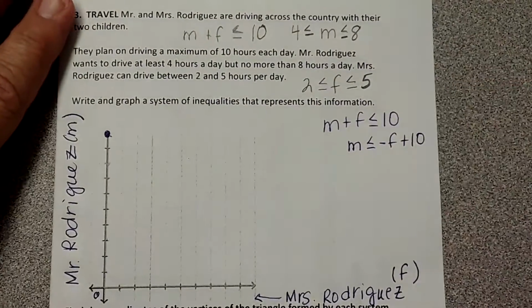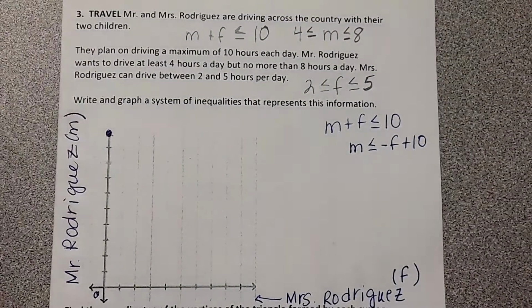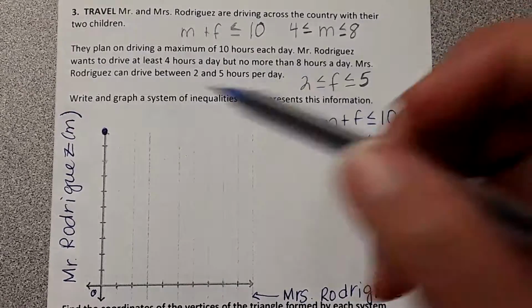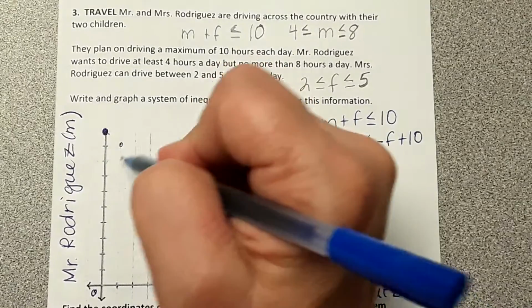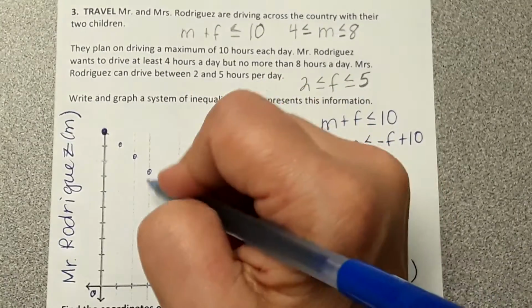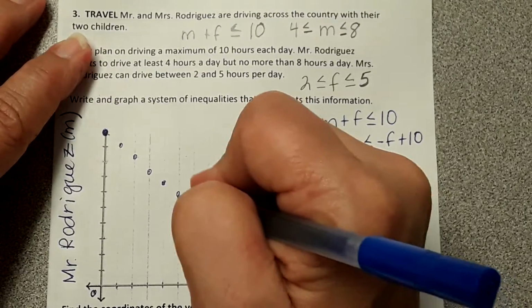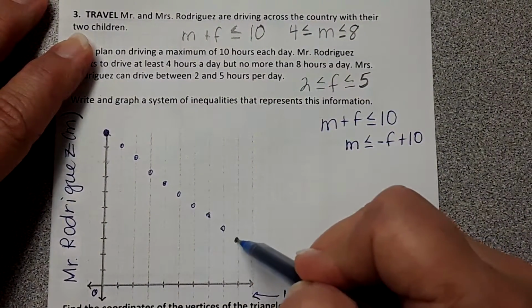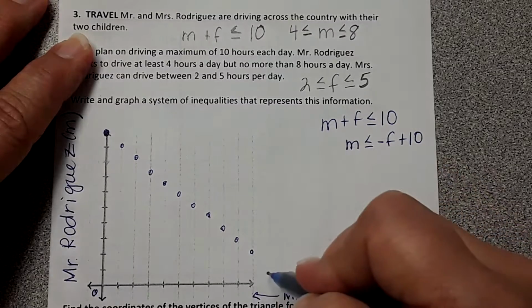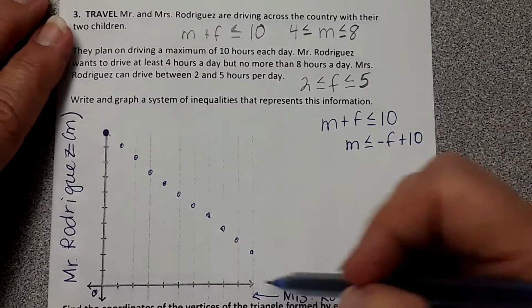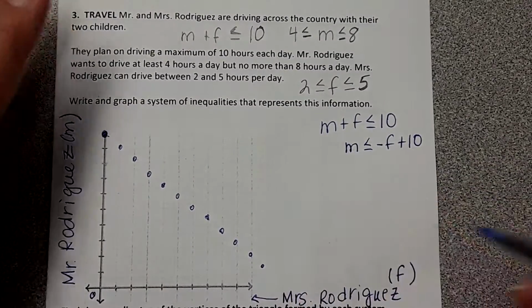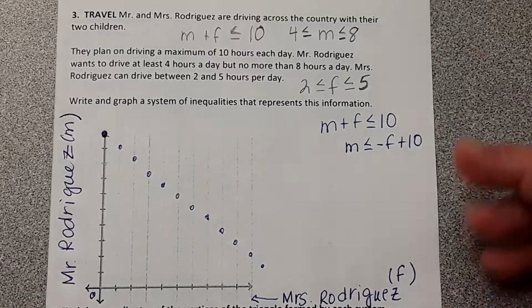And all of these lines are going to be solid. And my slope is negative 1. So I'm going to go down 1 to the right 1. And just end it like there.